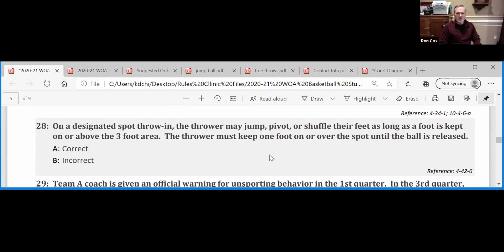I'm going to say correct. Yep. So that's 442.6. And there's a very good example verbatim in the casebook.